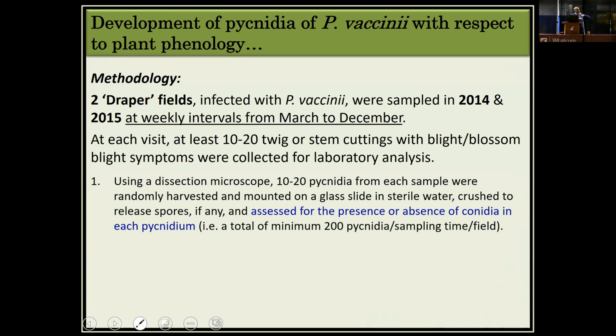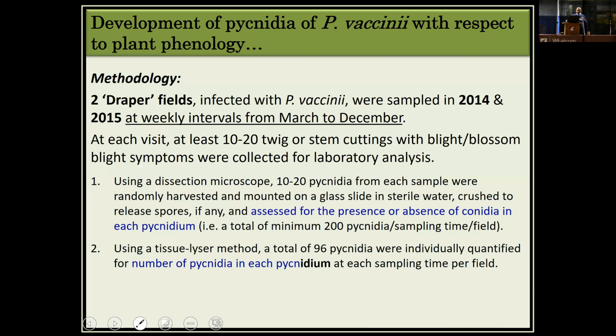So even though we have Pycnidia presence on the tissue, it doesn't necessarily mean they contain conidia. So one way to quantify them is to check each Pycnidium, whether they have conidia inside the pycnidium or not. So that would give a percentage of Pycnidia having conidia.